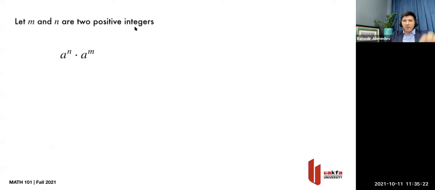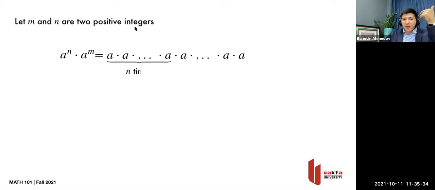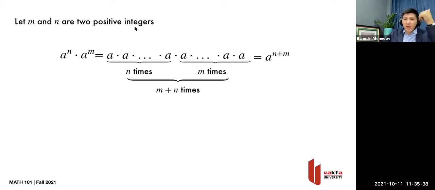Okay, so there are a couple of operations with them. The main one is if you multiply a to the power of n by a to the power of m. I hope you still remember this, but let me illustrate it. A to the power of n means I multiply a by itself n times, and a to the power of m means I multiply a by itself m times. But altogether, I'm multiplying them n plus m times, right?